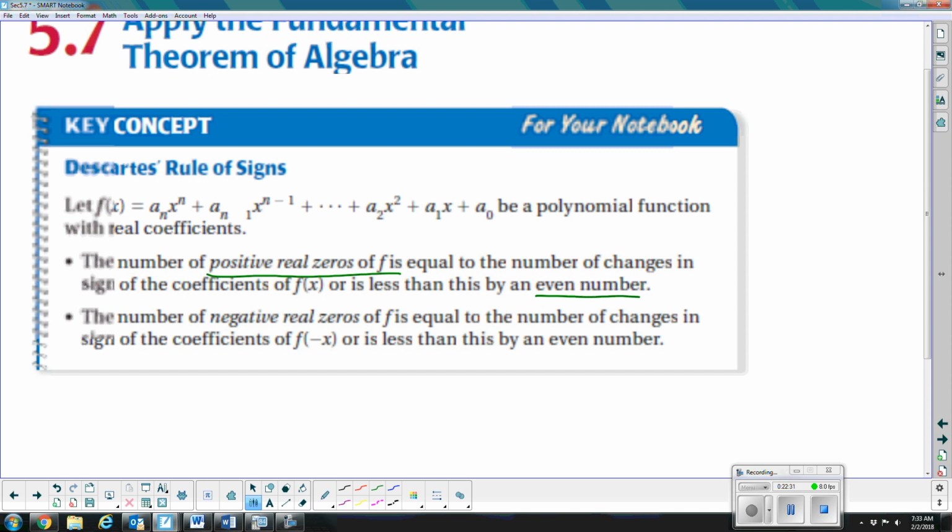So the number of negative real zeros is equal to the number of changes in sign of the coefficients of f of negative x, or less than this by an even number. So again, it could be 6, or 4, or 2, or 0, or 5, or 3, or 1. So it's going to go down by even numbers.